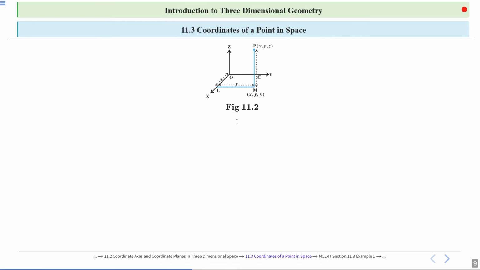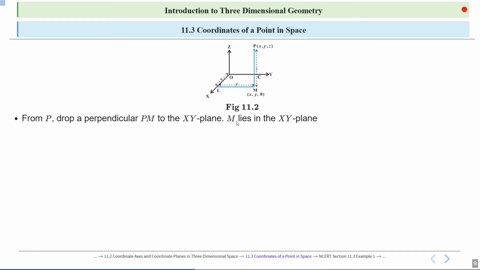Here we see a diagram labeled as figure 11.2, which will help us understand how to describe the position of a point in three-dimensional space. Before we reveal any steps, just take a moment to look at the picture and notice the different lines and points. This diagram is the foundation for understanding coordinates in 3D geometry.